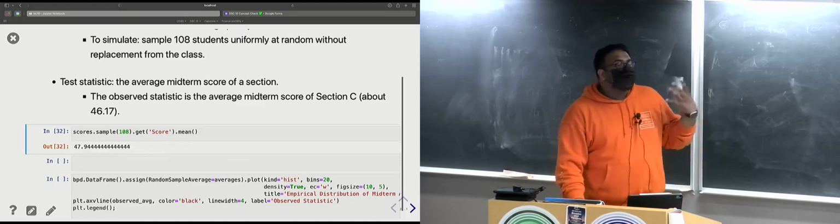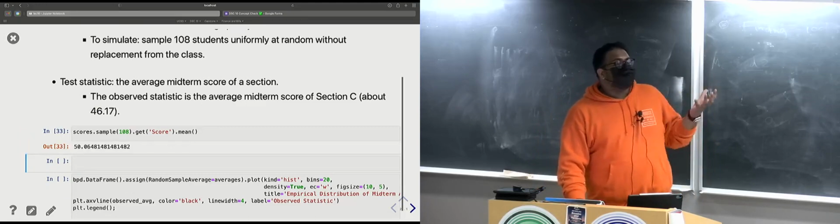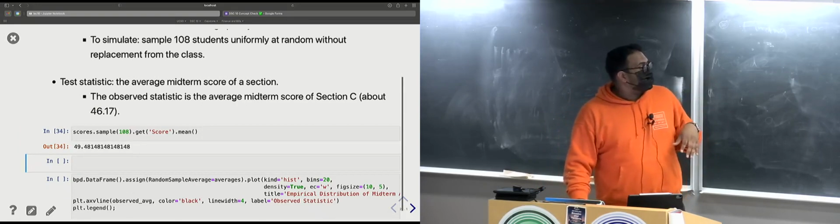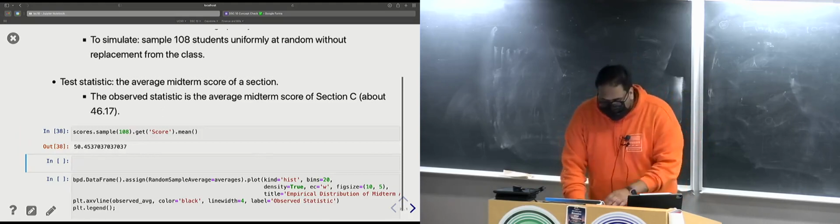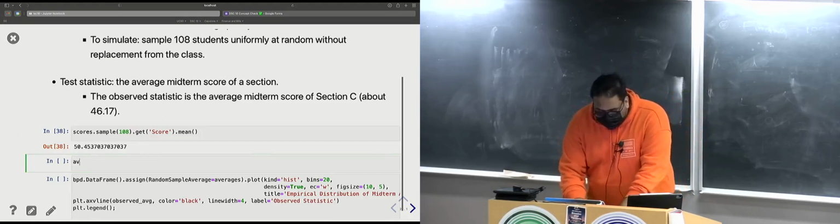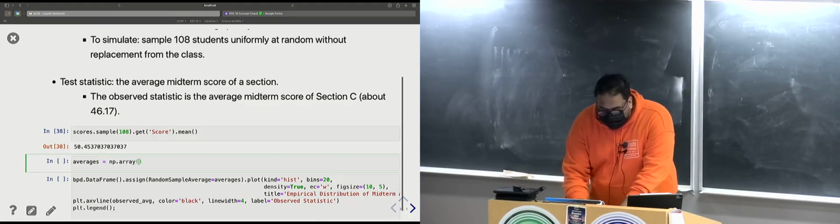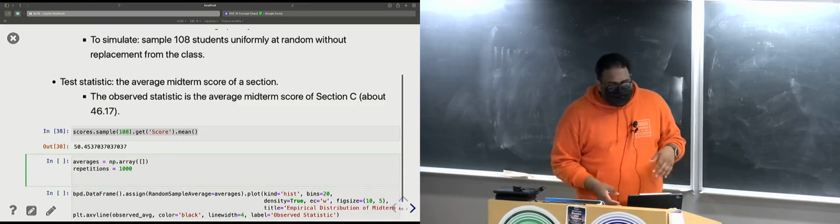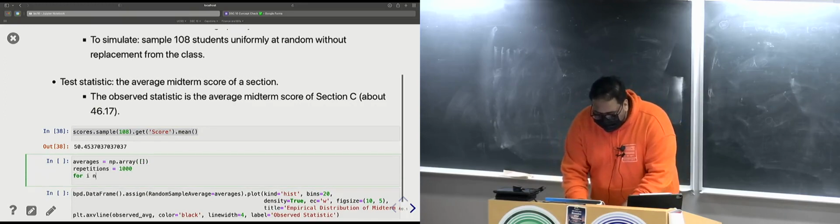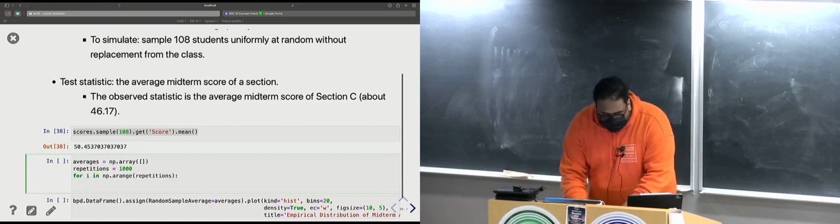Okay? And essentially what we're asking is, where does our observed average of 47.16 lie in the distribution of these statistics? And to do that, we have to run this expression many, many times. Normally, we'd like to choose, say, 10,000 repetitions, but since we have a pretty big data set, we're actually just going to use 1,000.